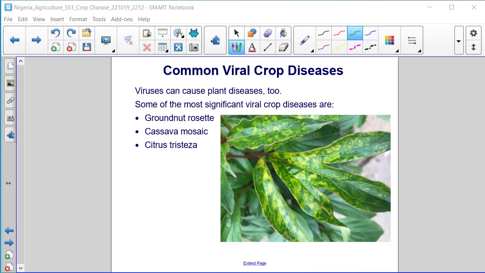Common viral crop diseases. Viruses can cause plant diseases too. Some of the most significant viral crop diseases are Groundnut Rosette, Cassava Mosaic, and Citrus Tristeza.